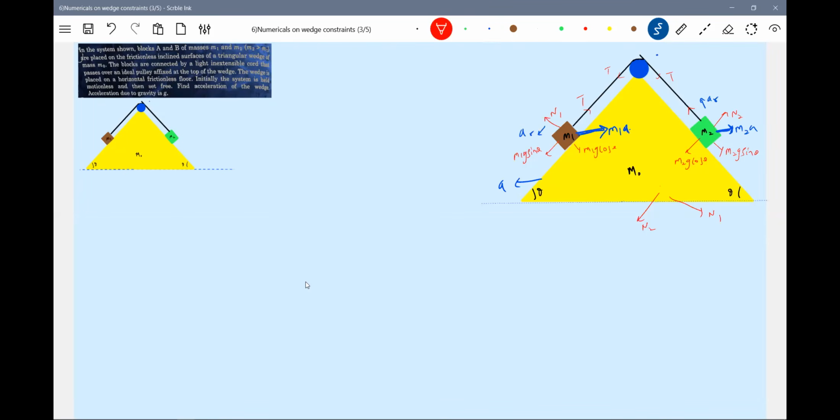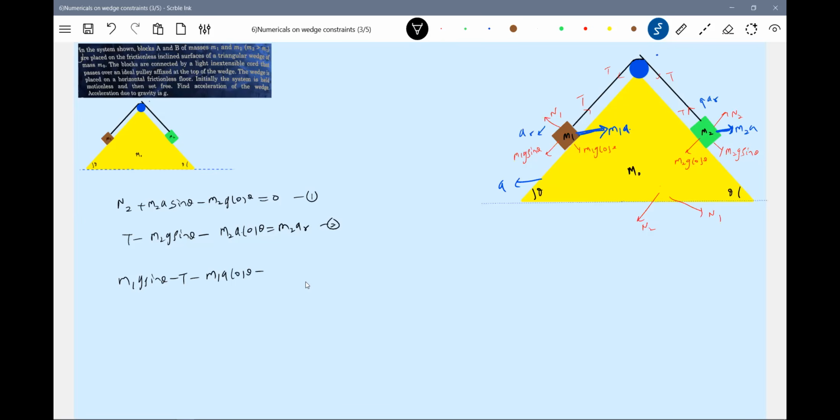It's mere writing equations, definitely you will end up with the answer. Write all the possible equations. How to describe the motion of the block? Perpendicular to incline, for the block M2: N2 plus M2A sine theta minus M2G cos theta equal to 0. Parallel to incline: T minus M2G sine theta minus M2A cos theta equal to M2AR. Equation 1, 2.